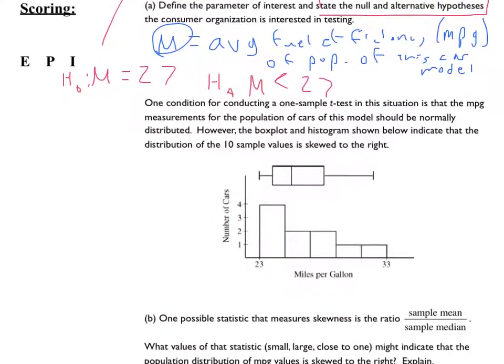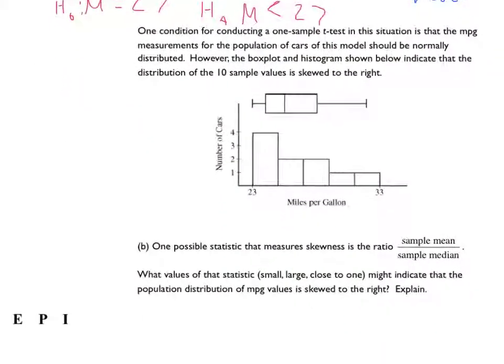We look down, and the problem continues here. One condition for conducting a one-sample t-test in this situation is that the MPG measurements for the population of cars of this model should be normally distributed. However, the box plot and histogram shown below show that the distribution of the 10 sample values is skewed to the right. So there's a sample of 10, and it is right skewed. And we can see that this graph is very clearly right skewed because the tail is off to the right.